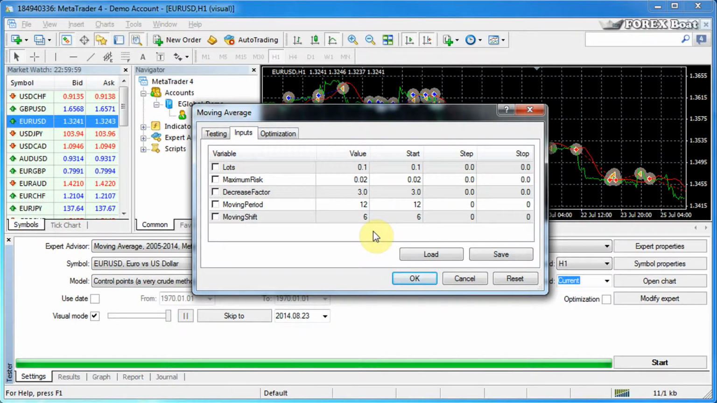Also, with time, you might need to change the settings of your expert advisor, or you might have different preferences. For example, here you can see a lots parameter and a maximum risk parameter, which are responsible for the amount of money that the expert advisor trades. So you could adjust this to cater for your specific risk averseness. Different people would have different levels of risk tolerance.